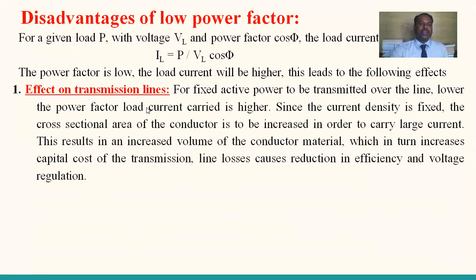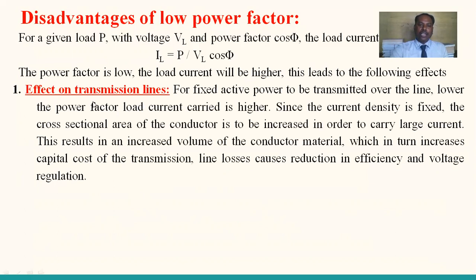The first one is the effect on transmission lines. Transmission lines occupy the majority of the portion in the power transfer from the generating station up to the consumer point. Due to the low power factor, the lines suffer, and therefore high losses appear. To avoid this problem, what can you do? You have to increase the power factor, which is the better option for us.